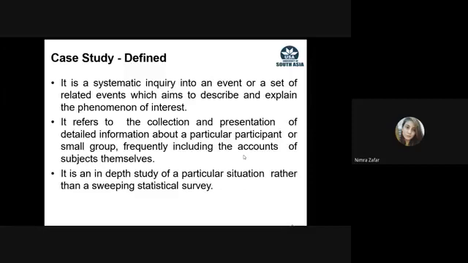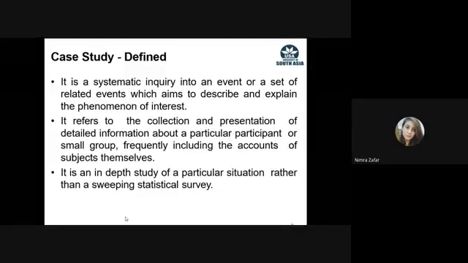It refers to the collection and presentation of detailed information about a particular participant or small group, frequently including the accounts of the subjects themselves. It is an in-depth study of a particular situation rather than a sweeping statistical survey. So basically, we are doing an in-depth study of a particular situation. We are not doing a statistical survey in case study. We are studying in depth a particular type of situation.